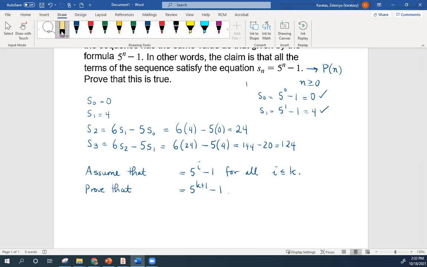This is like si, a statement. So this is like si, the sequence, and this is sk plus 1. We want to prove this. This statement is pk plus 1, the predicate pk plus 1. So we want to prove this, and we assume that this is correct for all i less than or equal to k, including k.